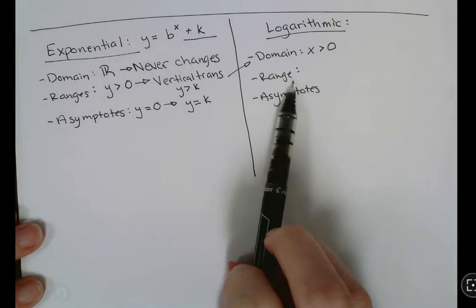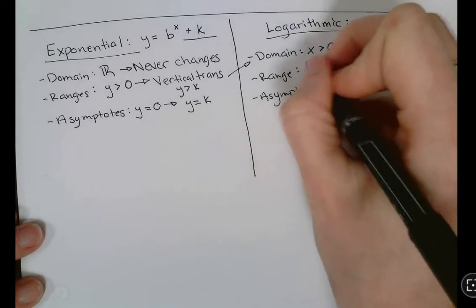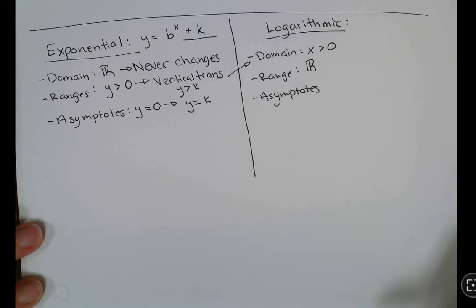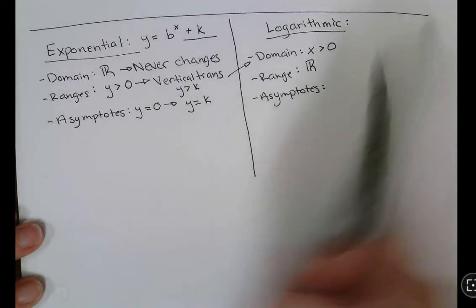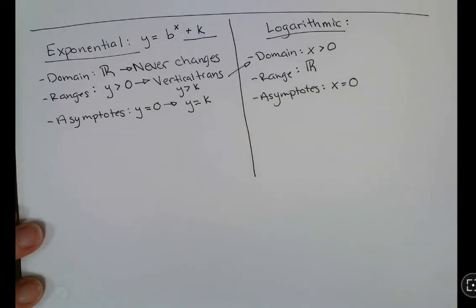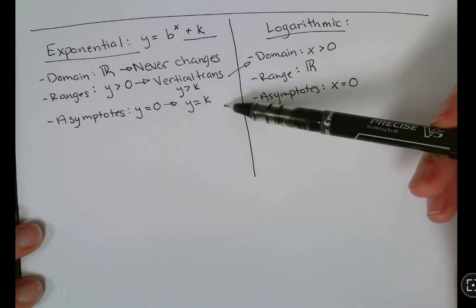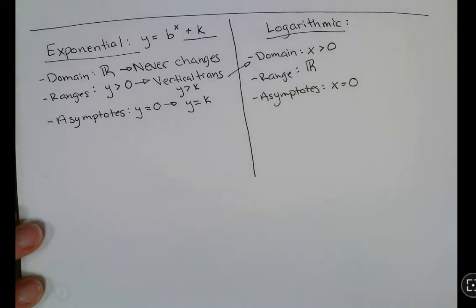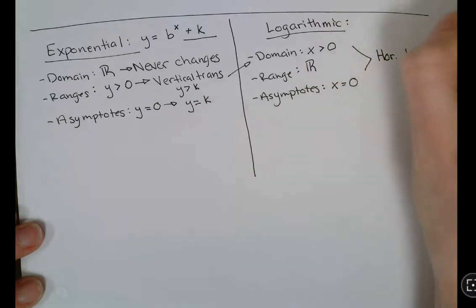Now my range is all real numbers. Asymptote, well, instead of being a y, we now just switch it to an x. X equals 0. So now, just like over here, our range and our asymptote are tied to that vertical translation, it kind of does the opposite now. It's tied to our horizontal translation.